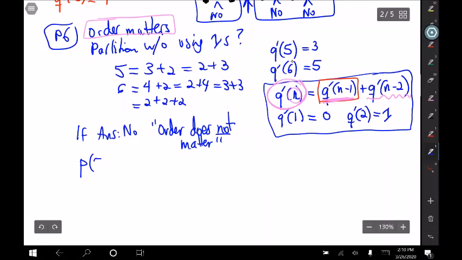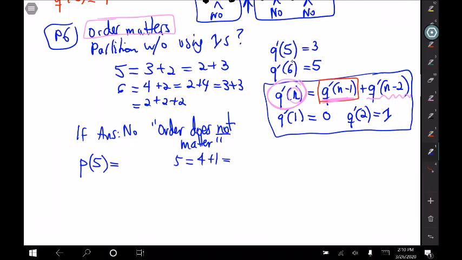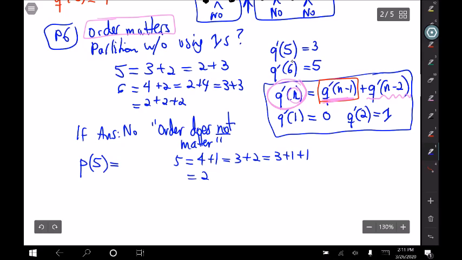So for instance, P of 5, if order does not matter, how many ways can I partition 5? Well, I can write 5 as 5, or as 4 plus 1. By convention, I can write the larger numbers in front and then the smaller numbers after that. What else next? Then I can write 3 plus 2, then 3 plus 1 plus 1. What else? 2 plus 2 plus 1. And what else? 1 plus 1 plus 1 plus 1. Did I miss any?